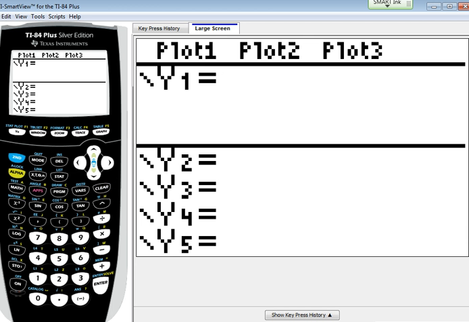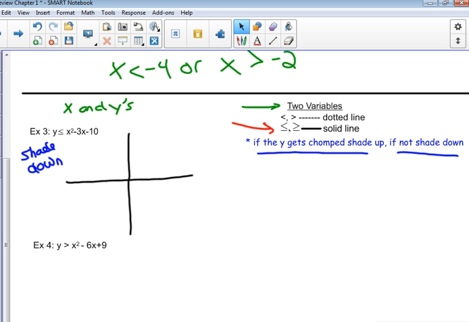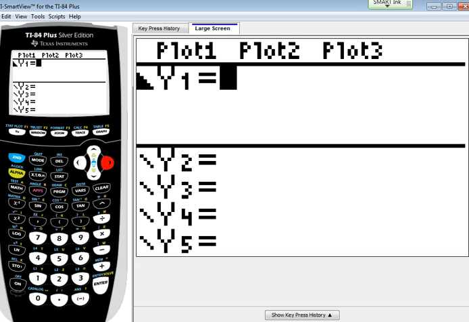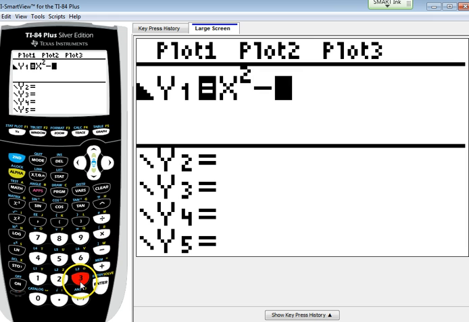To get shading down on your calculator, unless you can input your inequality sign in here, you arrow all the way over. So it's blinking on that line. You hit enter until you get the shade down. So this right here is shade up. Hit one more time. See how this one's a shade down? Leave that on the shade down part, and then you're going to type in the rest of this: x squared minus 3x minus 10. Okay, and then we are going to graph this.